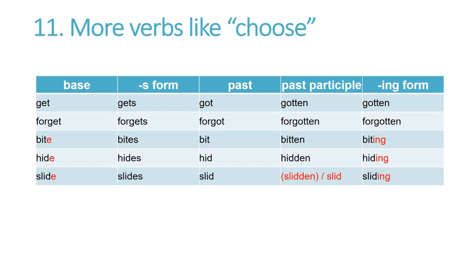Now there are some more verbs that follow the same pattern in that they use the same vowel sound in both the past and the past participle. However, in the past there is no -en ending, but in the past participle there is. Let's look at some examples. Get, got, gotten. Forget, forgot, forgotten. And then the last three: bite, bit, bitten; hide, hid, hidden; and slide, slid, slid. Not many people will say slidden. They simply use the past and past participle form slid.